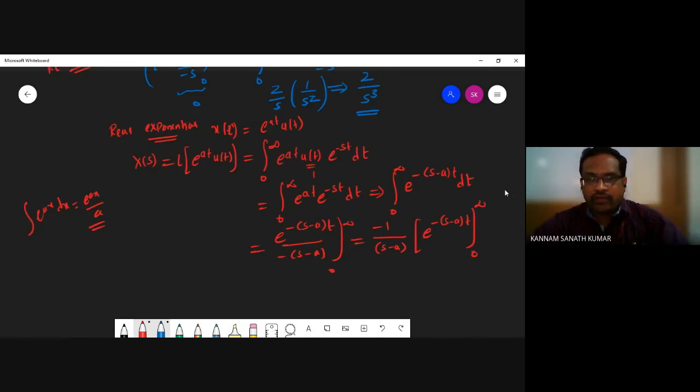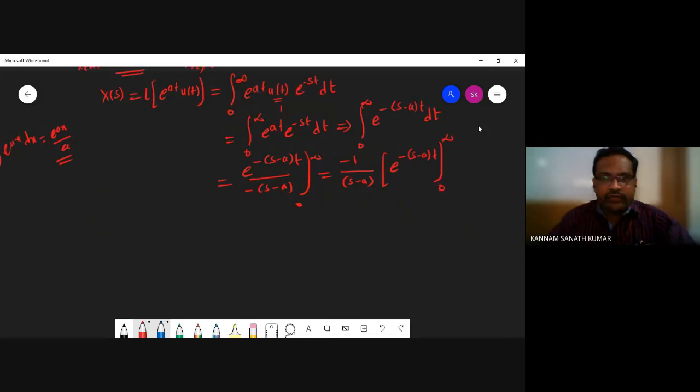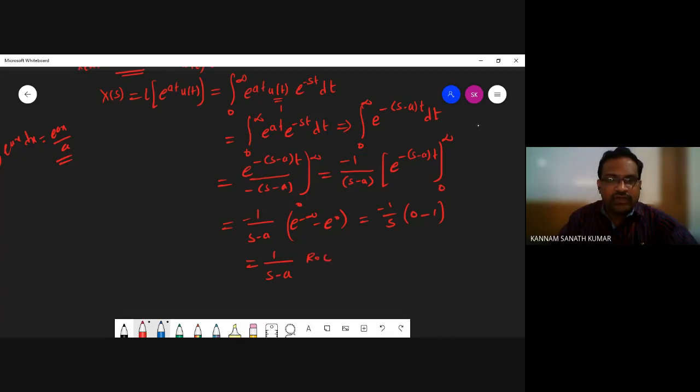Okay. So you need to apply the limits. So whenever you are applying the limits, minus 1 by s minus a, e power minus infinity minus e power 0. Okay. So this is equal to minus 1 by s minus a, e power minus infinity is 0, minus 1. Okay. So minus of minus, so 1 by s minus a. So this is the Laplace transform of e power at into u of t, real exponential.